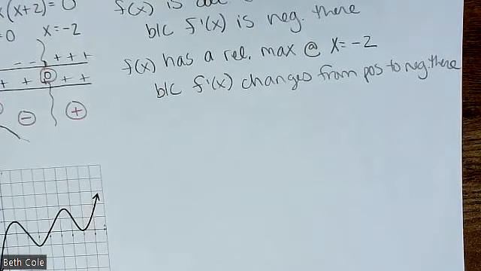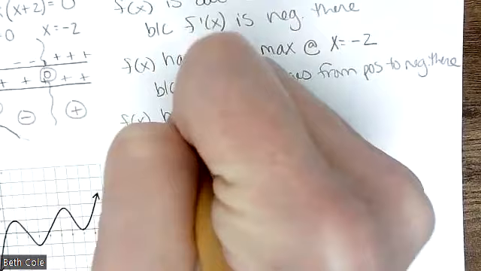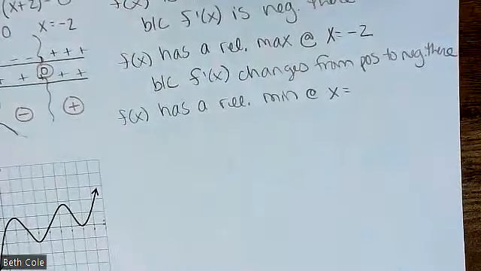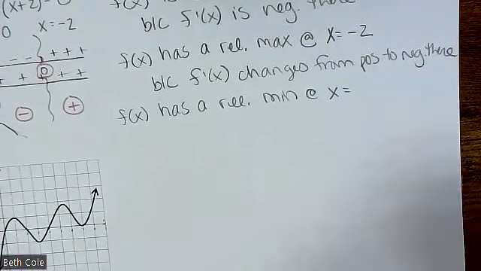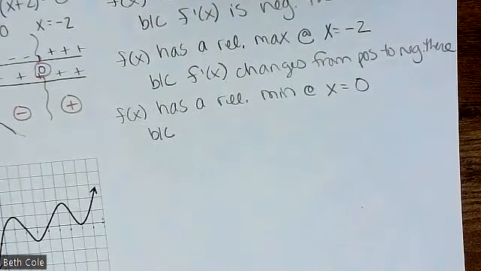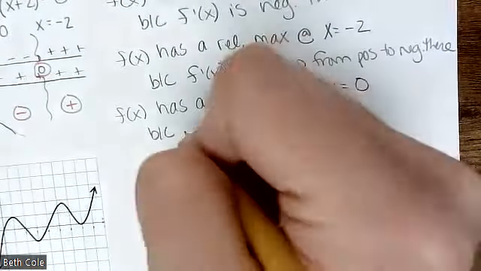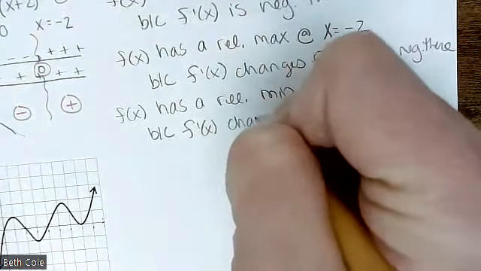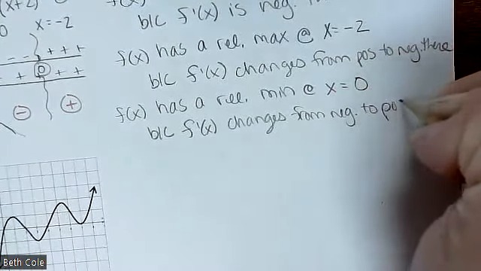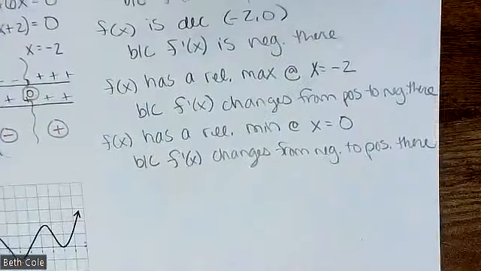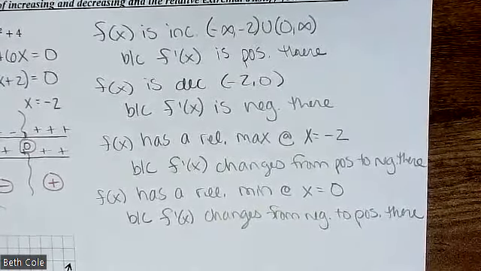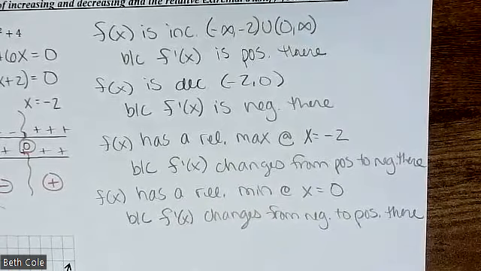And then the sibling statement to that, f of x has a relative minimum at x equals what? 0? Because who's your source? F prime does what? Yep, changes or switches is fine. Changes from negative to positive there. That is essentially all the information. Those are all the definitions. Okay, we're just going to practice it a few more times.